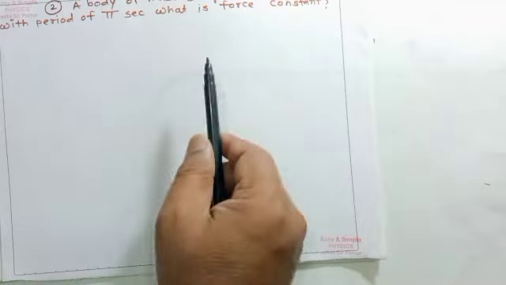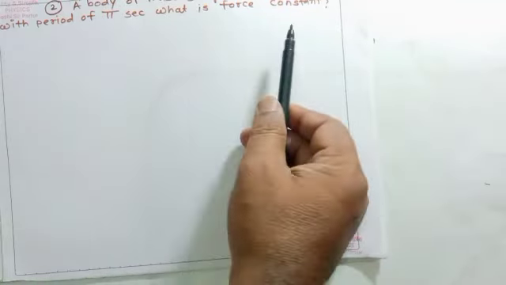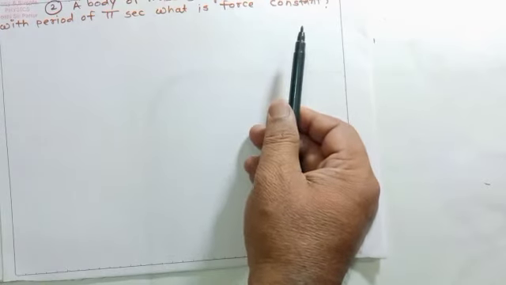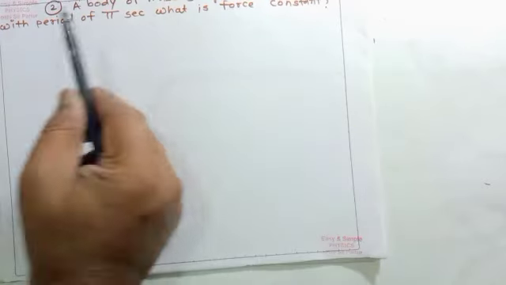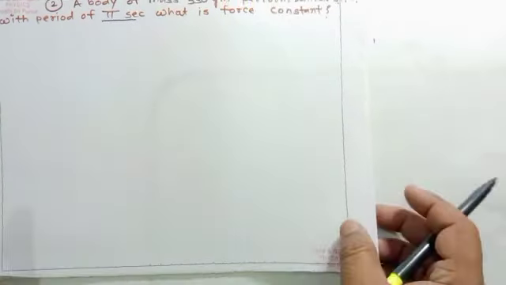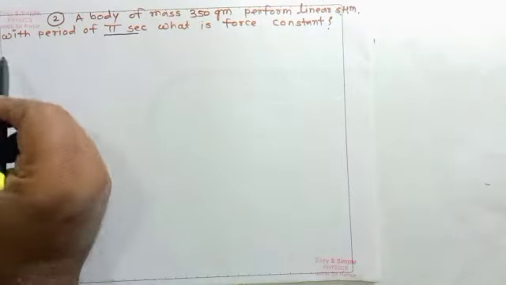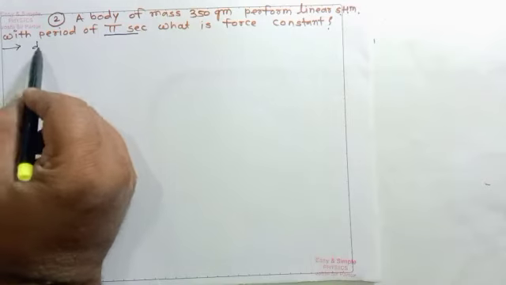Again, we can solve example number 2. That example is: a body of mass 350 gram performs linear SHM with a period of pi second. What is the force constant? See here, the example is seen. What is the force constant? So first of all we can write the data.